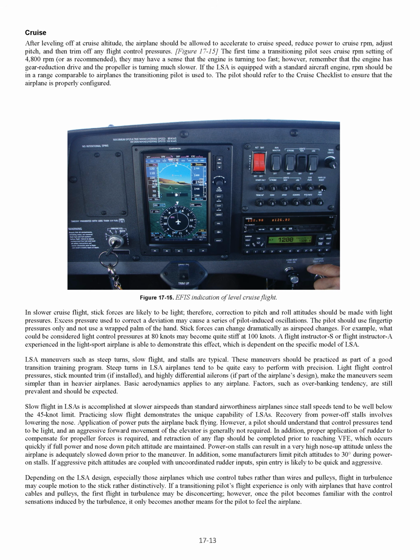Cruise. After leveling off at cruise altitude, the airplane should be allowed to accelerate to cruise speed, reduce power to cruise RPM, adjust pitch, and then trim off any flight control pressures. The first time a transitioning pilot sees a cruise RPM setting of 4,800 revolutions per minute, or as recommended, they may have a sense that the engine is turning too fast. However, remember that the engine has a gear reduction drive and the propeller is turning much slower.